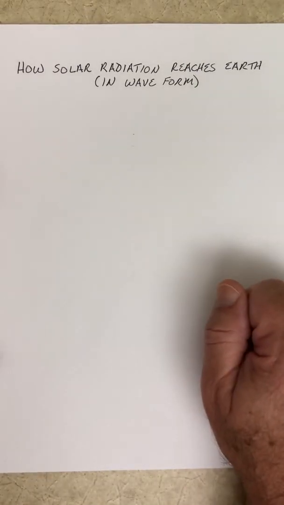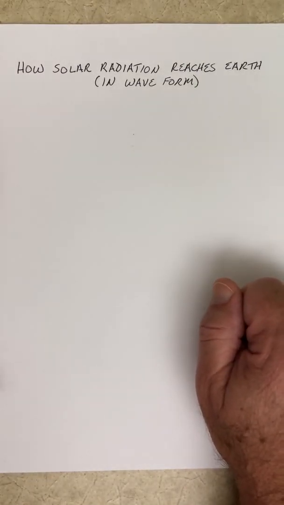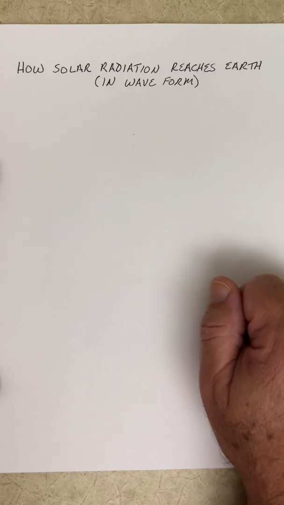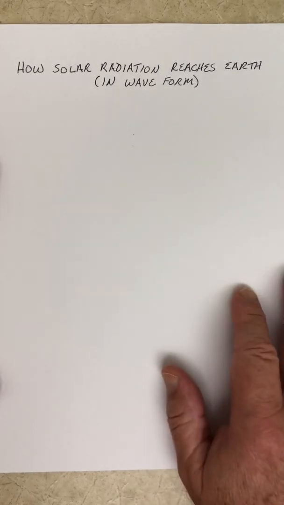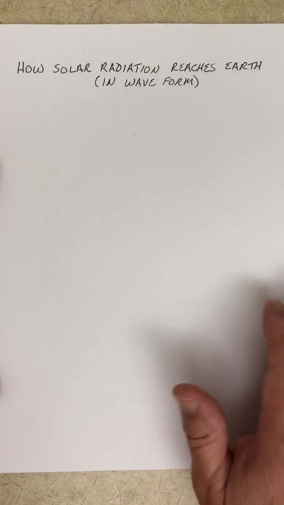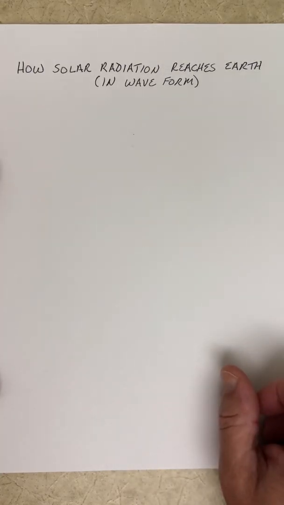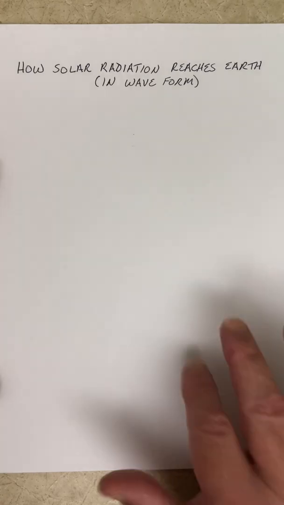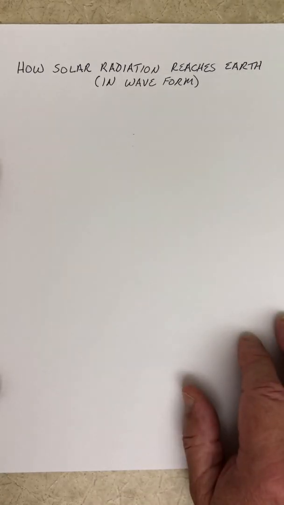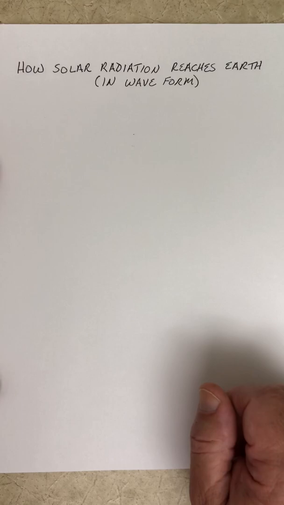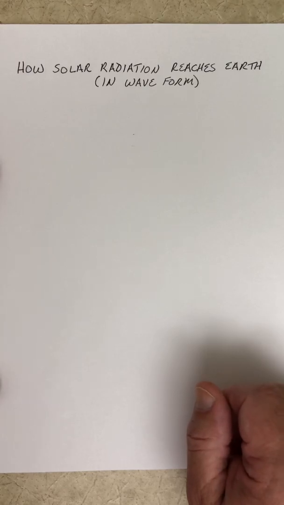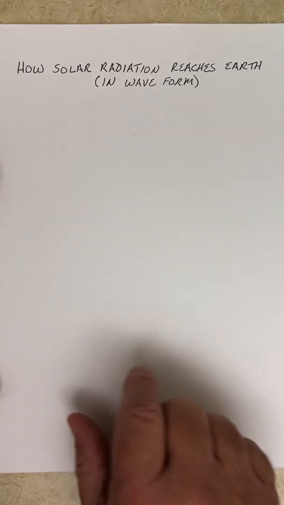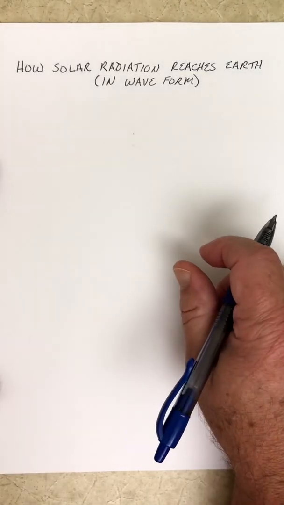Hi class. Previously we've looked at sun angles and solar intensities and the importance of those two factors in determining how much solar radiation reaches the Earth's surface to warm up the Earth's surface. Now we're going to backtrack a little bit and look at how solar radiation actually reaches the Earth. As it indicates here, it reaches Earth in wave form because that's how radiation travels.